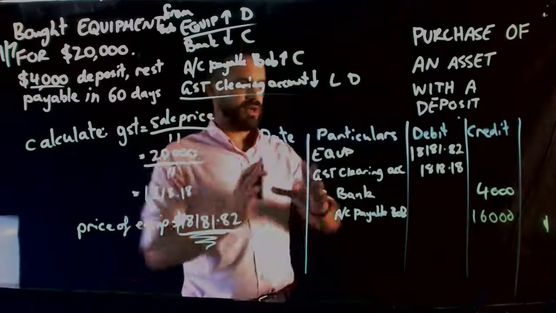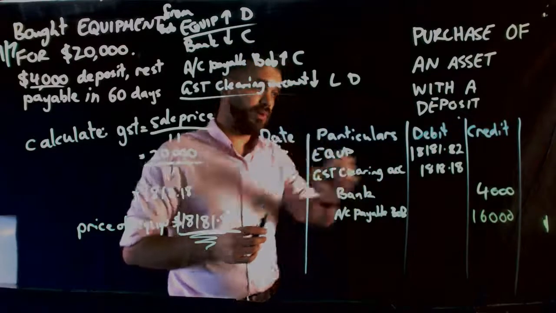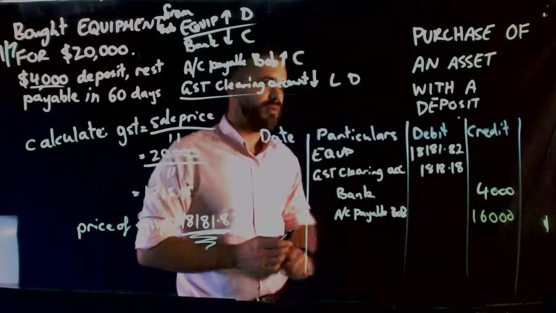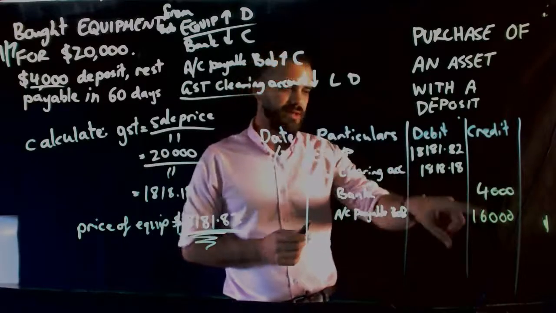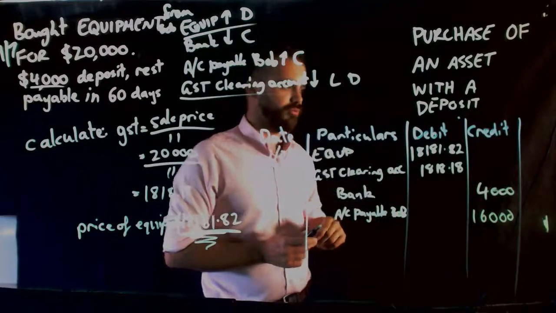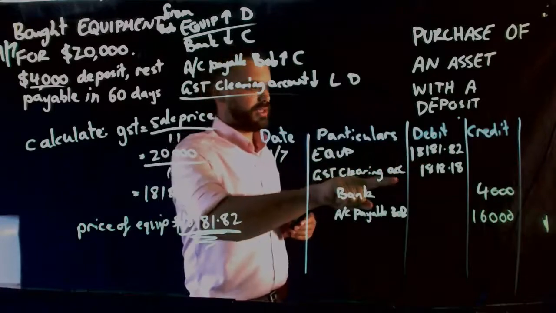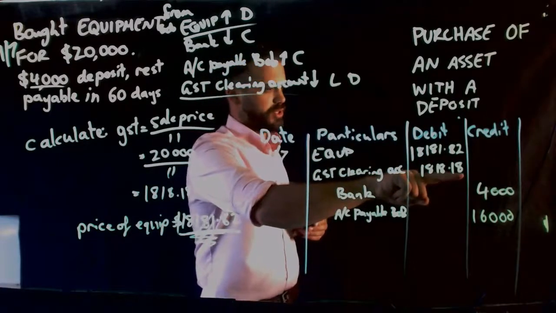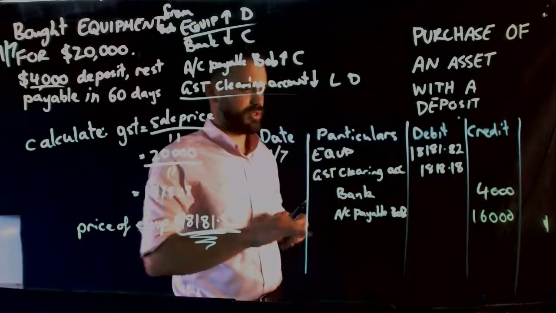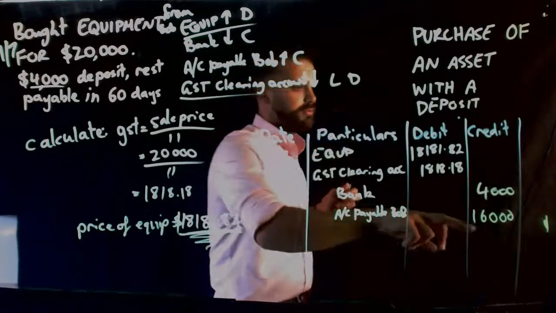This is going to look terrifying to a lot of us because it's probably the first time we've had debits and credits where the numbers just don't match up neatly. But if you add those two numbers together and you add those two numbers together, you'll get 20,000 on the left, 20,000 on the right. Our equipment, the value of this. Our GST clearing account, we paid this much GST when we purchased the product. Our bank account has gone down by 4,000 because that was the deposit, and our accounts payable has gone up, it's a liability, by 16,000.